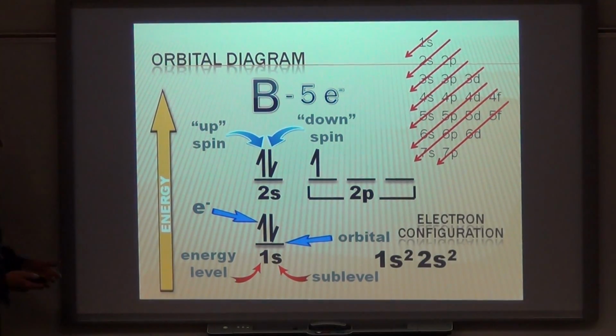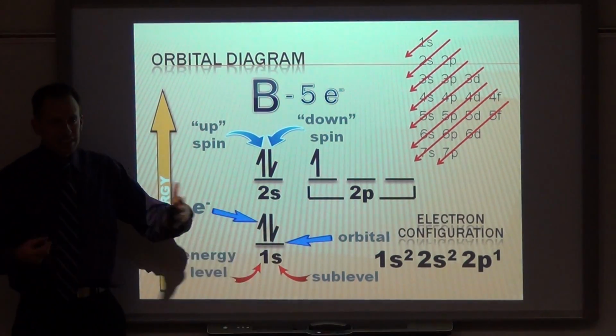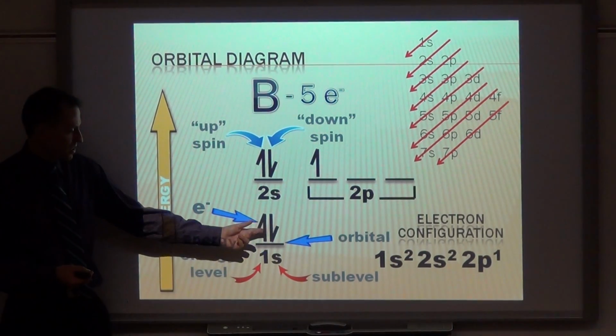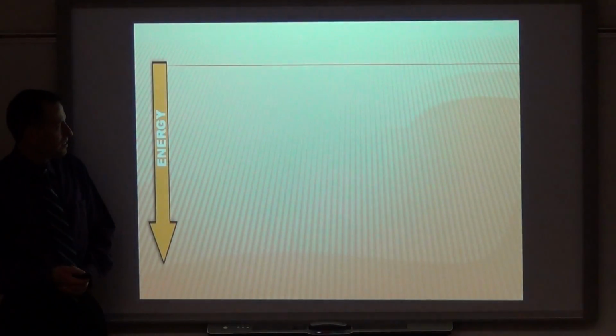And then electron configuration, sorry, forgot. This is all the hard work, and then you just plug it in a more simplistic way: 1s2, 2s2, 2p1.